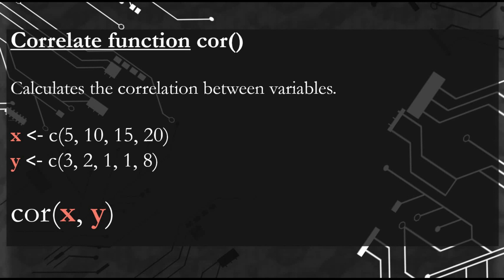We can use the correlation function to measure the correlation between two or more variables. So here in our example, we have two variables, x and y, with certain values, and we want to measure the correlation. Simply, you can use the correlation function, write x, comma, y, and R will calculate the correlation between two variables, and it gives you values between -1 and 1, as we discussed earlier.